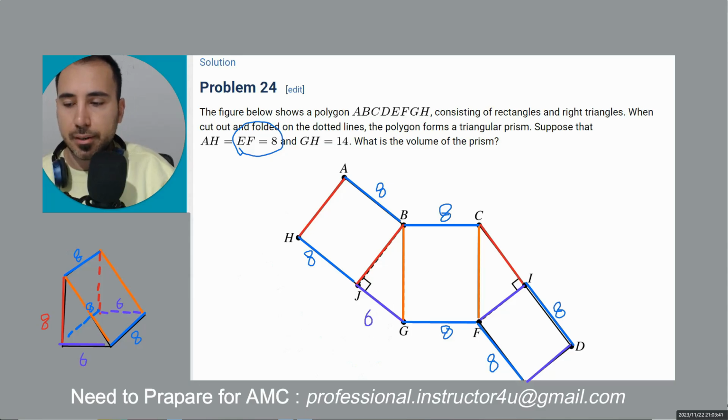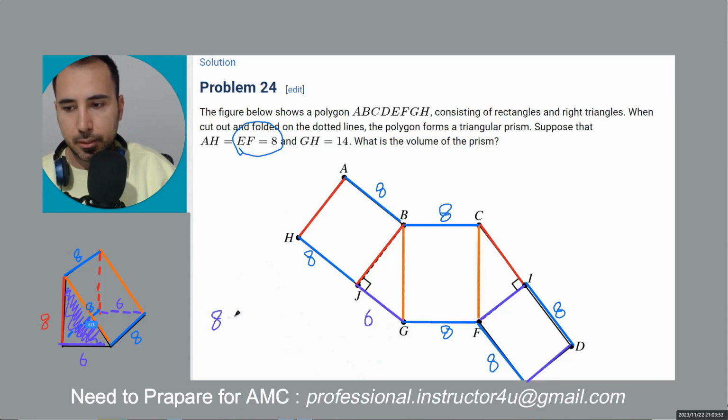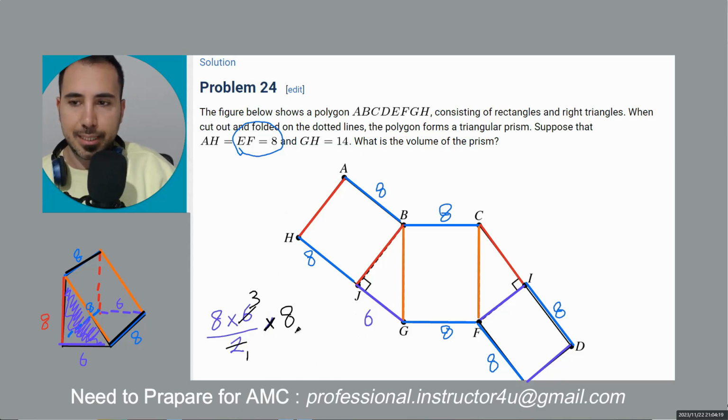Now how to find the volume of the prism? We have to find the area of this triangle. So it's going to be 8 times 6 divided by 2. And we need to multiply that number by the height, which in this case is the blue one, so this will also be 8. So I'm going to go, this 2 goes with this 8. 8 times 8 is 64. So this is equal to 64 times 3.